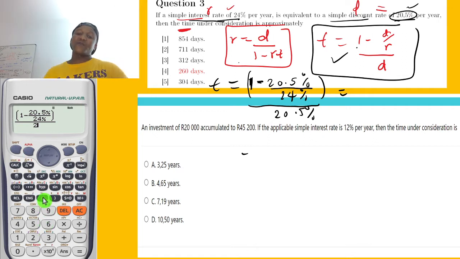Okay, let me just wait for the count so we can finish up quick. So remember, the time you're going to get is going to be time in years. After we finish, we go to the second number, question number two. Let's go right now. Then after that we say percent. Okay, we got that one, so we say equal.